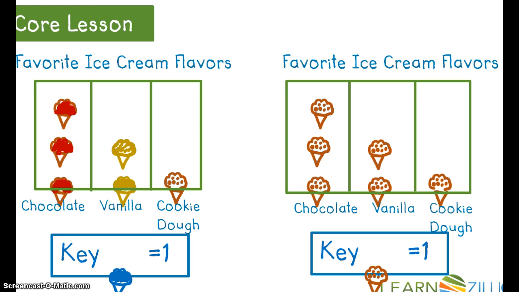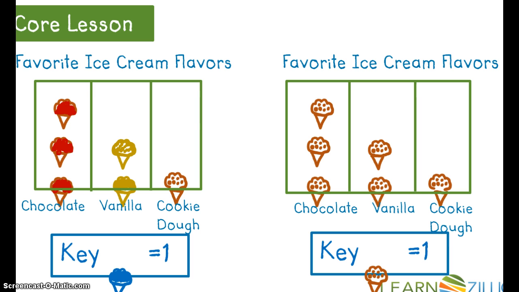In this picture graph, each ice cream cone looks exactly the same. The way that you can tell the difference between the flavors is by looking at the categories. So here I see 3 people voted for chocolate, 2 people voted for vanilla, and 1 person voted for cookie dough. I don't need the ice cream cones to be different colors. I can simply read the categories.